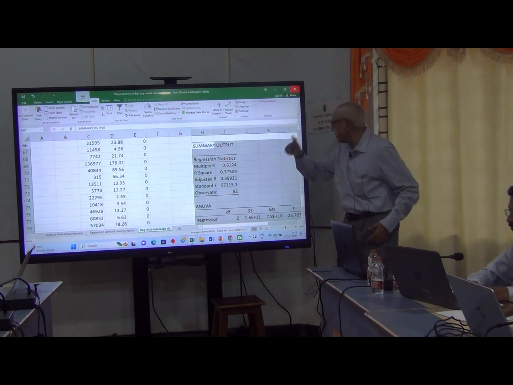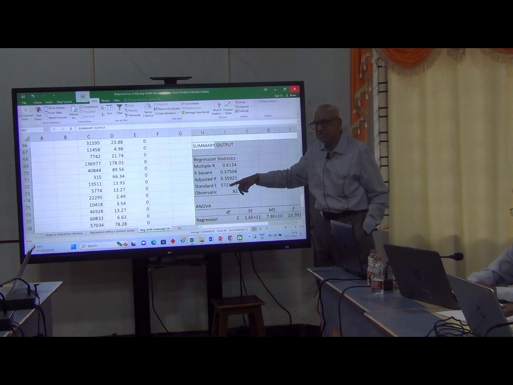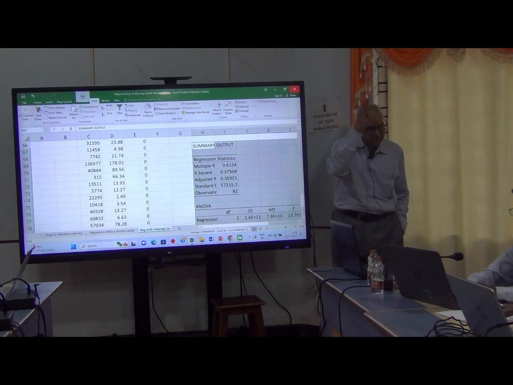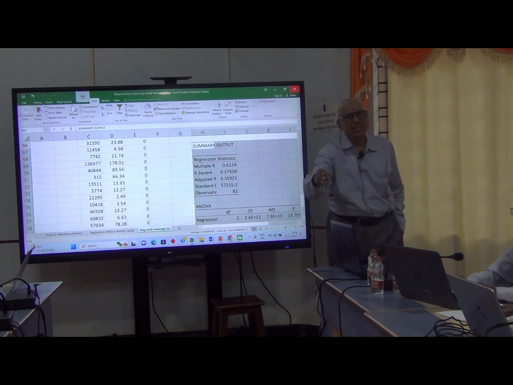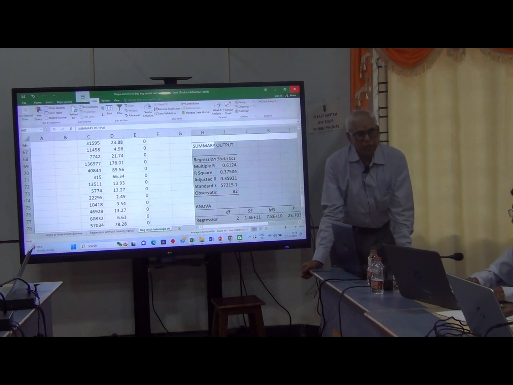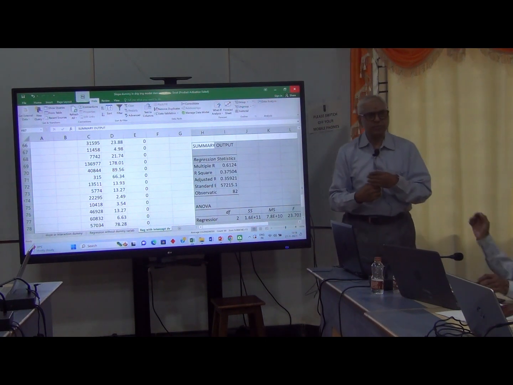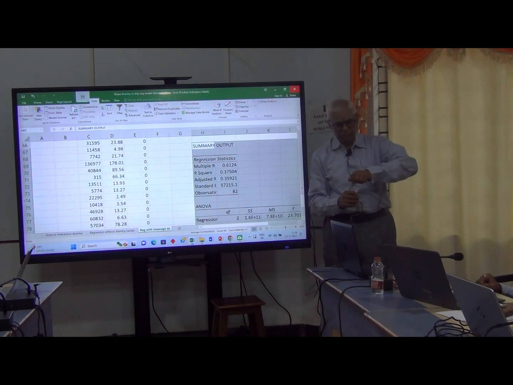R square is 0.37. And 37% of the variation in the net returns is explained by the water and the drip irrigation, water and the dummy variable. Am I clear? Yes. But very few people are nodding their heads. Maybe not clear. That's important.